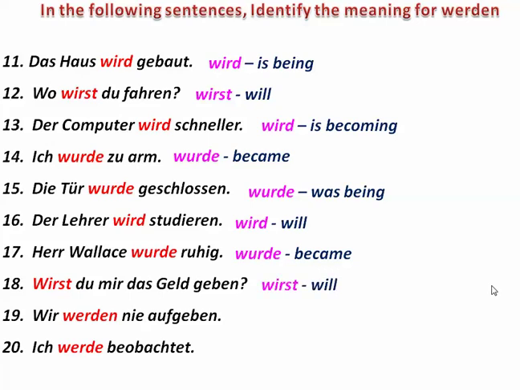Und wir werden nie aufgeben. We will never give up. Ja, wir werden nie aufgeben, Deutsch zu lernen. We will never give up learning German. Ich werde beobachtet. And this is kind of a use of the passive, but unusual in the sense that it's using the first person singular werde. This means I am being observed.